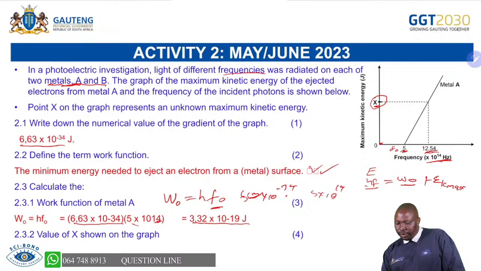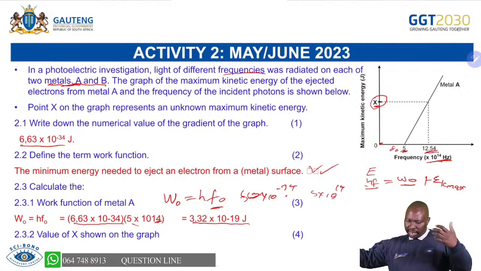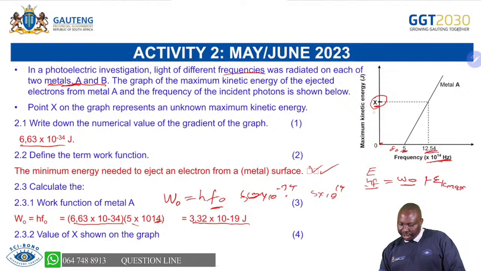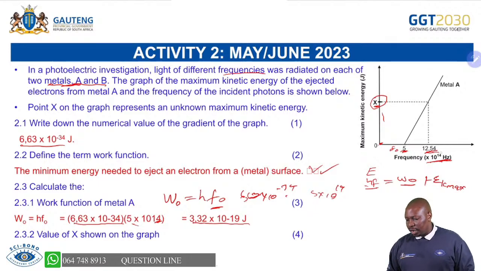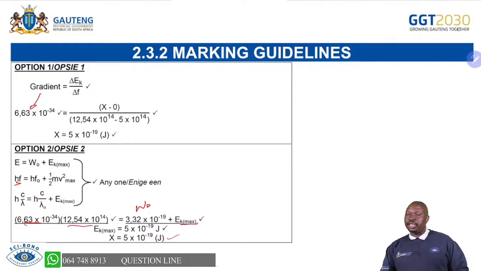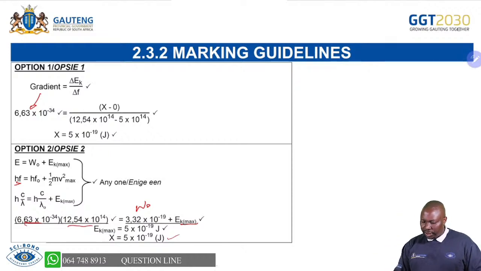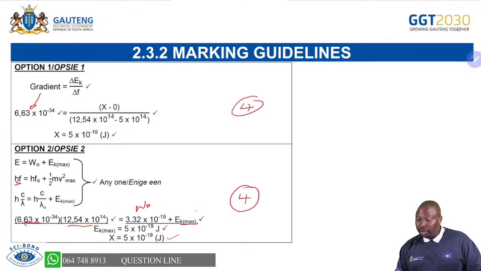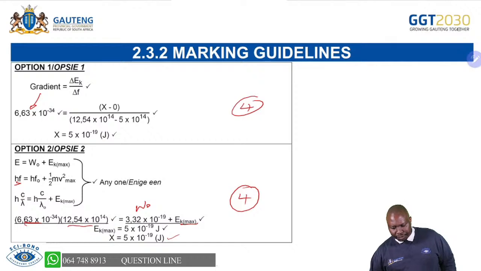The initial frequency was 5 times 10 to the power of 14. So the change is always final minus initial. Remember, the change in y is your final, which is x minus 0. The change in x will be 12,54 times 10 to the power of 14 minus 5 times 10 to the power of 14. So you can use that as well to calculate, or you can easily use the equation. All of them will lead you to the answer, and then you are able to get your 4 marks, whichever option you chose to use.